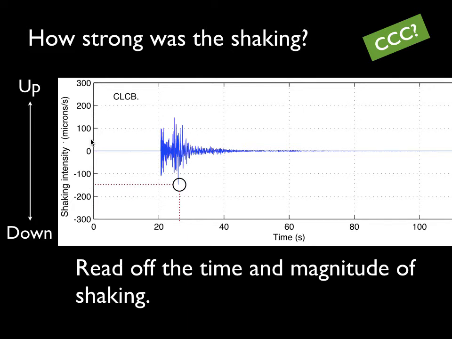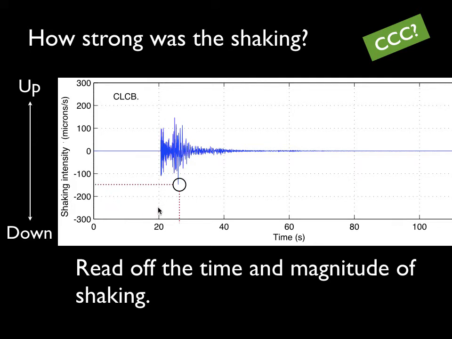I also like to ask them about this shaking intensity. It has some positive values and some negative values. What exactly does that mean? Well, if we look at it more carefully, the shaking intensity is listed here in microns per second, which is a velocity. Seismologists have come up with a convention that when things are moving upwards, we call that a positive velocity, and downwards is a negative velocity.